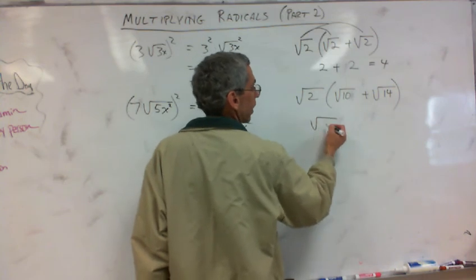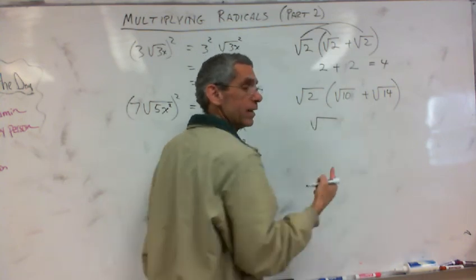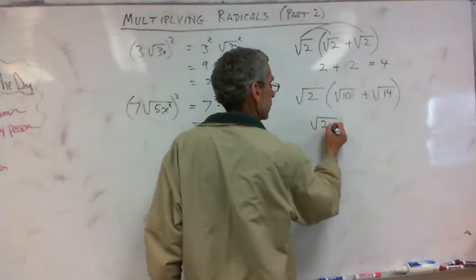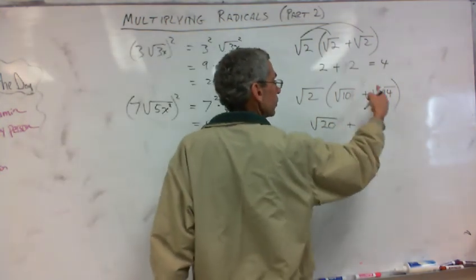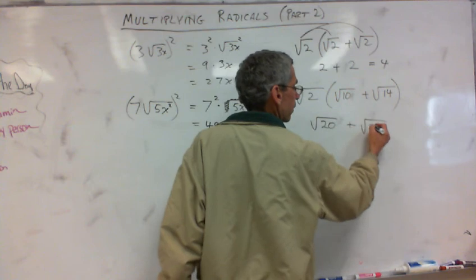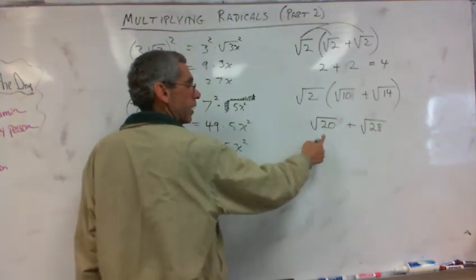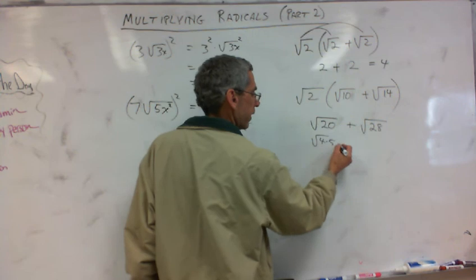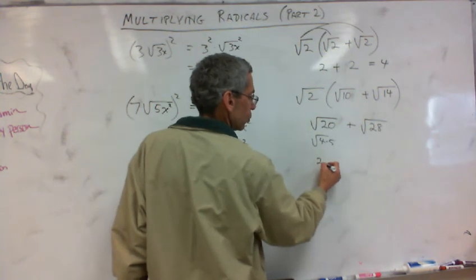The square root of 2 times the square root of 10 is the square root of 20. Plus square root of 2 times the square root of 14 is the square root of 28. Square root of 20 is the square root of 4 times 5, right? Which is 2 square root of 5.